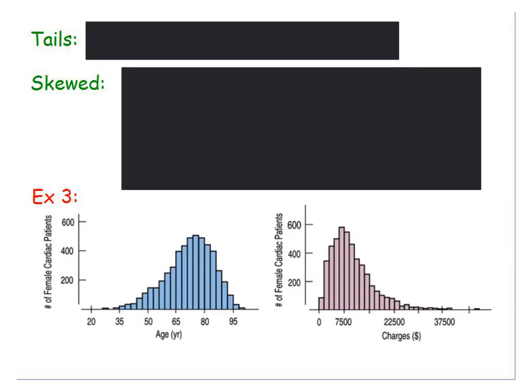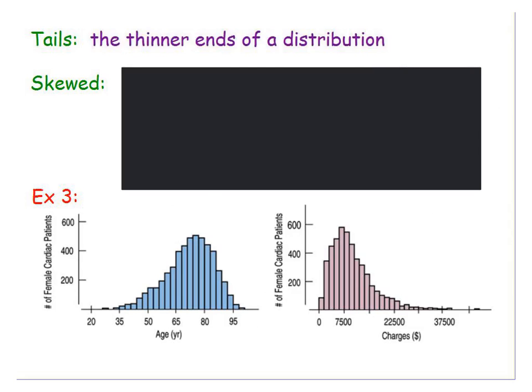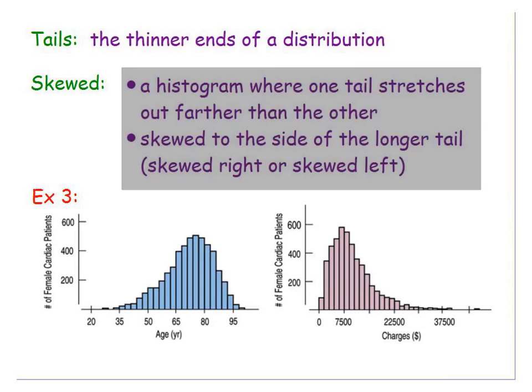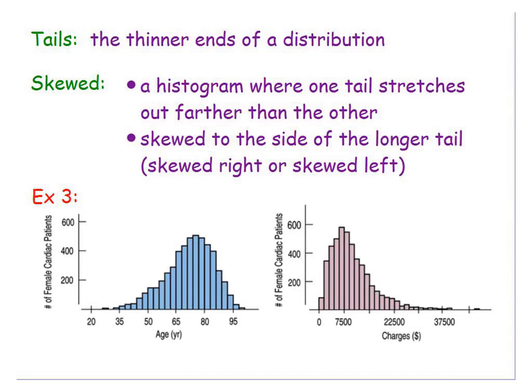The other type of shape is one that has a tail on it. A tail is the thinner end of a distribution. It's where it gets flat and skinny and low at the bottom. This is what's referred to as skewed. Skewed is a histogram where one tail stretches out further than the other. We use specifically the words skewed right or skewed left. So it's skewed to the side of the longer tail.